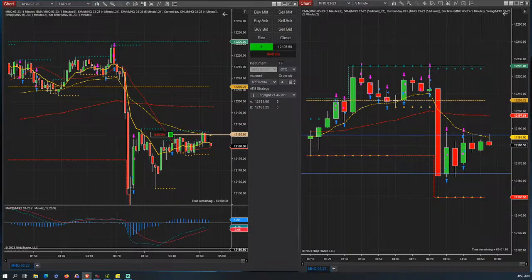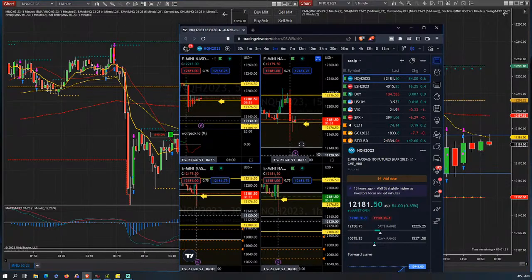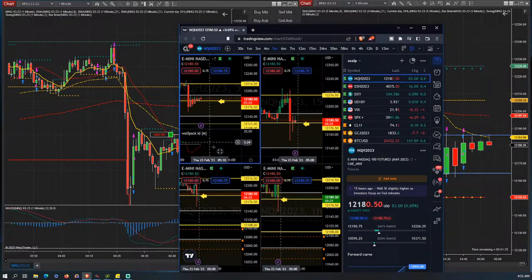Got a little news marker on TradingView. Usually when a news marker happens, a little purple icon pops up. Let's put it up there. See those purple icons right there? There. It's multi-chart, but yeah.